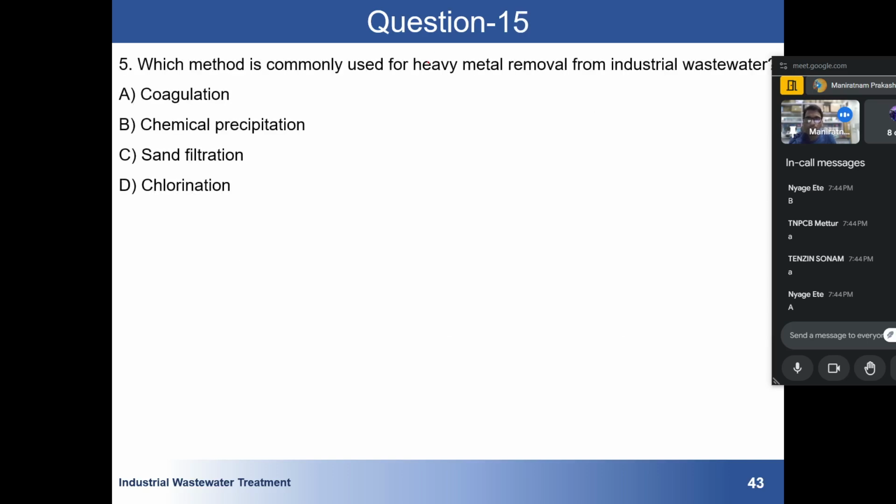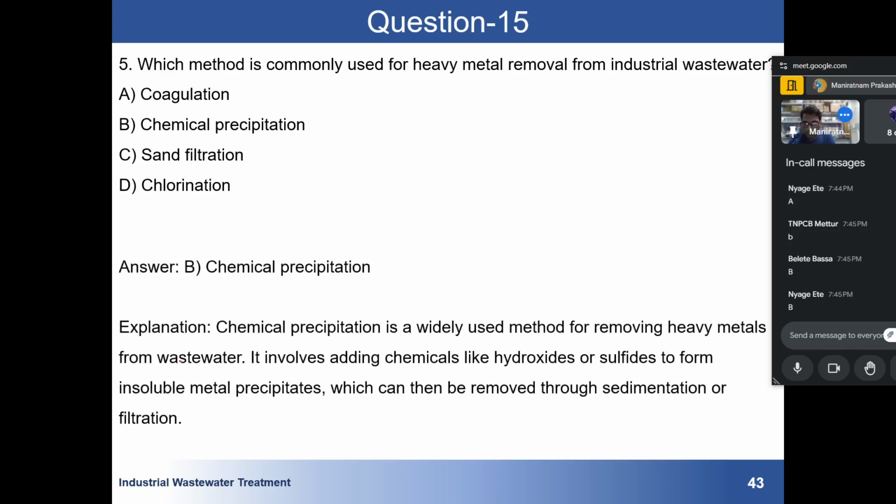Which of the following is commonly used for heavy metal removal from industrial wastewater? Coagulation, chemical precipitation, sand filtration, or chlorination? B. Chemical precipitation. Yeah. Chemical precipitation is a widely used method for removing heavy metals from wastewater. It involves adding chemicals like hydroxides or sulfides to form insoluble precipitates, which can then be removed through sedimentation or filtration.